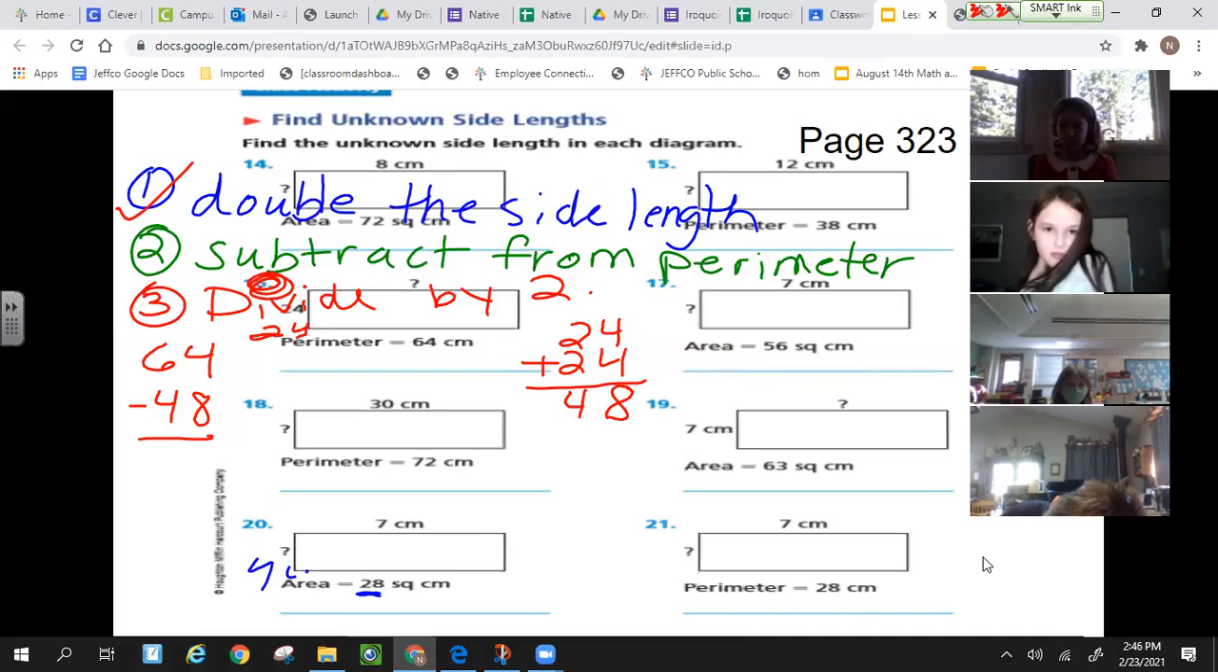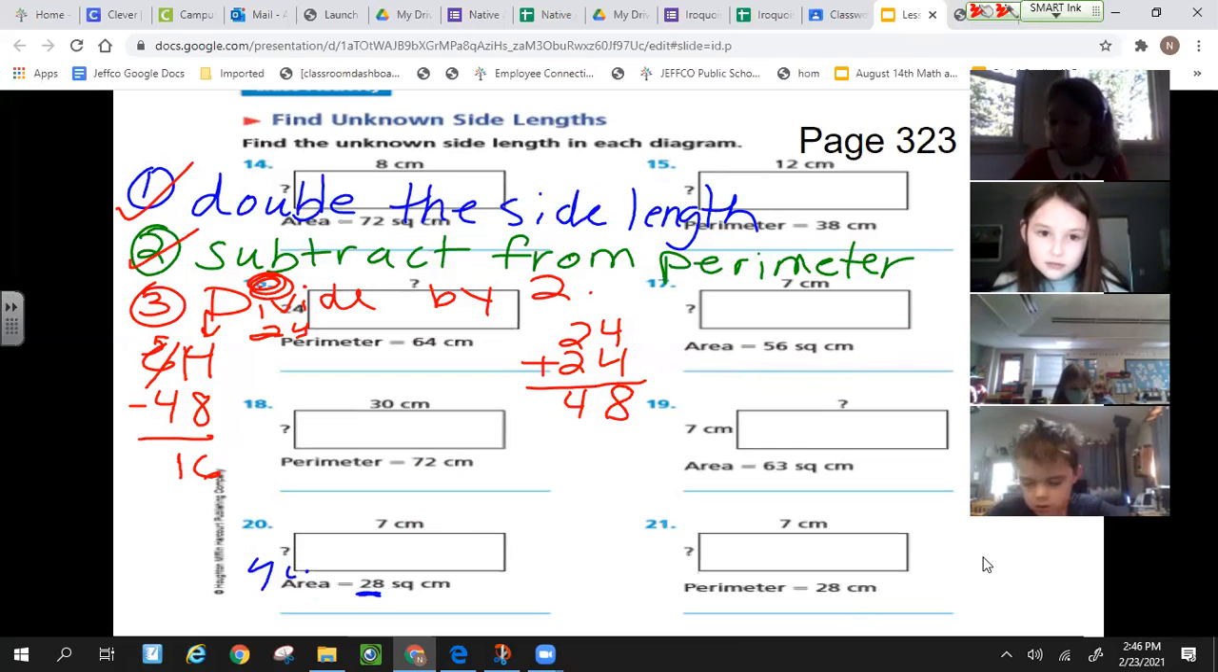All right, walk me through 64 minus 48. Can I do 4 minus 8? No way. If I only have 4 fingers, can I put 8 down? No. So now what do I do? Make it a 14. And then 14 minus 8 is 6. Excellent. And then 5 minus 4 is 1. So I subtracted from the perimeter. What's the third thing? Divide.